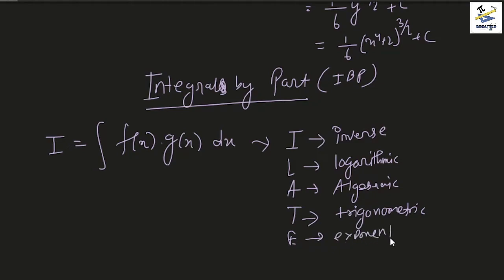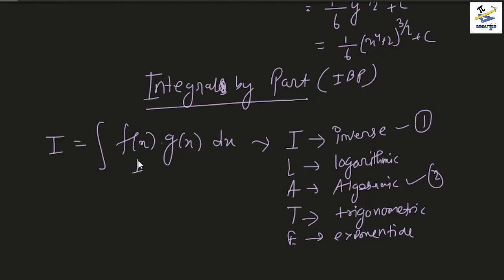So why is this order important? This order is to choose the function which is higher up the list. If there are two functions in multiplication form, where one of them is inverse and the other one is algebraic, then you would have the inverse function as the first function and the algebraic as the second function. So if the function is higher up on the list, you would name it as function 1 and the other one would be function 2.